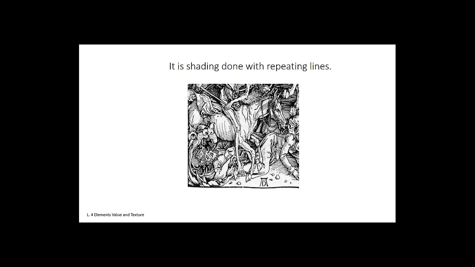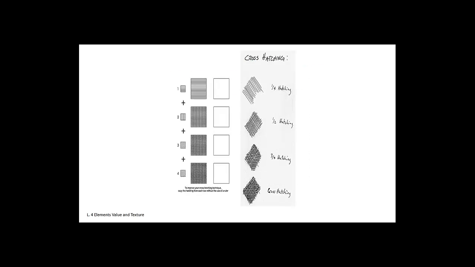Value does a lot of things for artwork. The most important one is that it allows us to see 3D. Shadows, the absence of light or darker value, and highlights, the presence of light or lighter value, depend entirely on light sources. Cross-hatching is shading done with lines. It is a design technique.